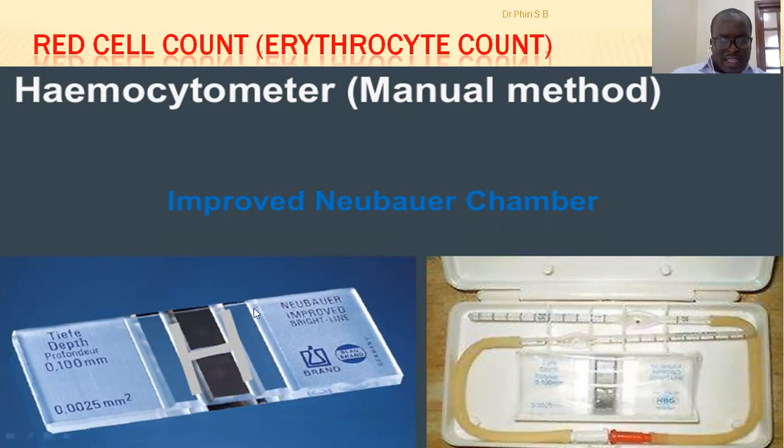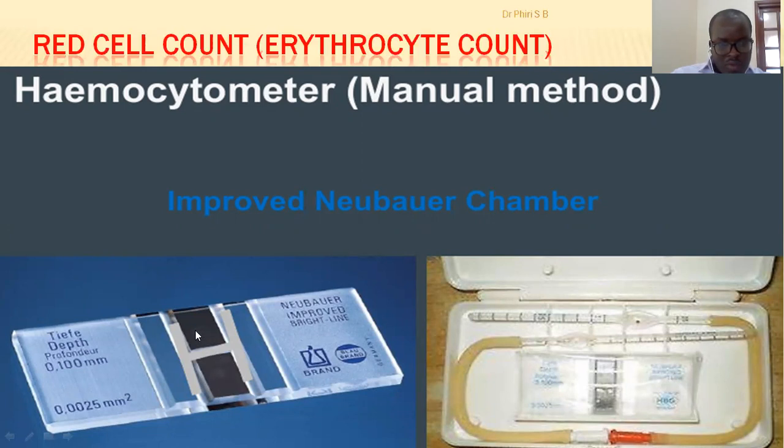So when you check at the center of the improved Neubauer chamber, you have the H-shaped lines in silver separating two portions. You can see the H-shape in silver here. Then you have this dark portion and the other dark portion that is separated by this part of the H. In these dark portions, at the center, you can see some structure which looks like a plus or a cross. This is where you do your counting of blood cells.